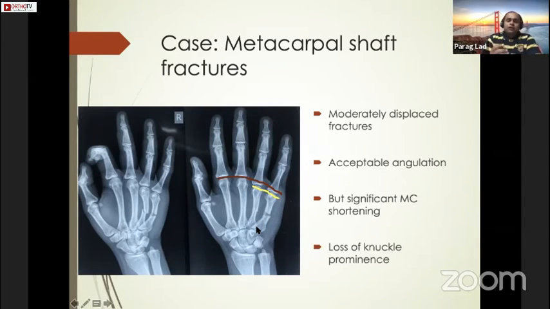Now we have to always remember, whenever somebody makes a grip of the hand, the ulnar aspect of the hand has to be stronger. Here, as shown in the X-ray, fourth and fifth metacarpal are fractured, so the grip of the hand will be significantly reduced. And as there is a shortening and angulation, the prominence of fourth and fifth metacarpophalangeal joint knuckles will always be lost. So such fractures are unstable.